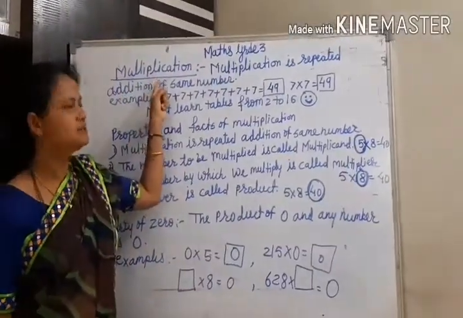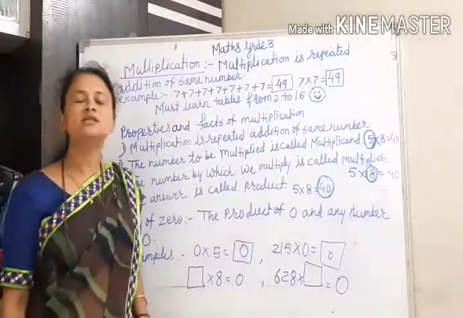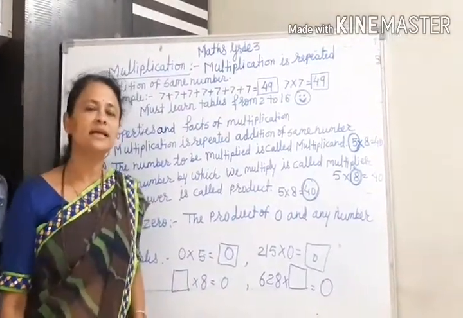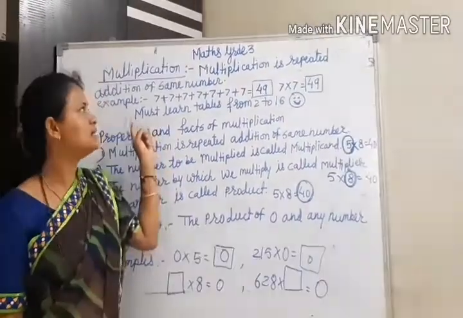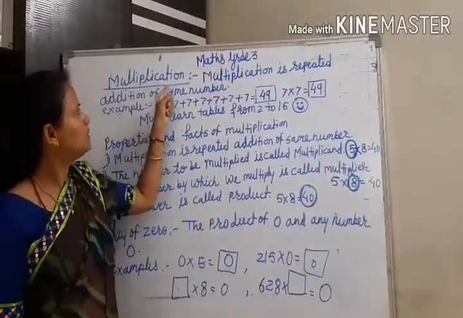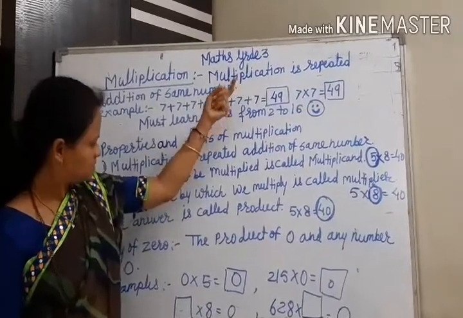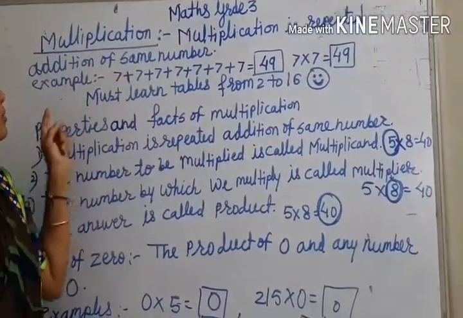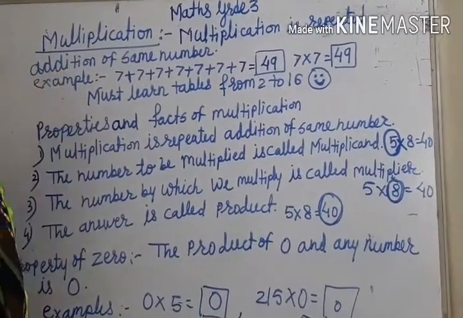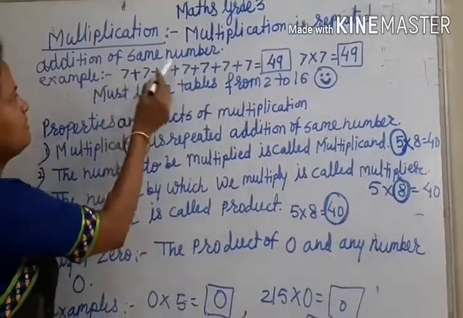Today our topic is multiplication. Actually, this multiplication topic you have seen in standard 1st and 2nd also. But the next level we are going to see in this class. So, multiplication is repeated addition of the same number. Multiplication is nothing but the repeated addition of the same number.